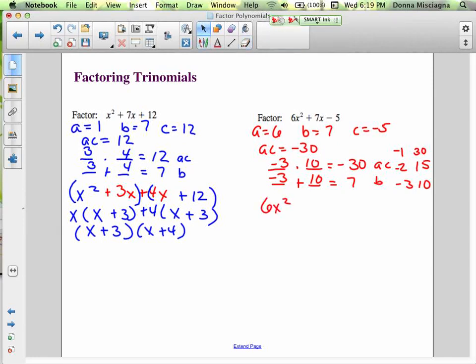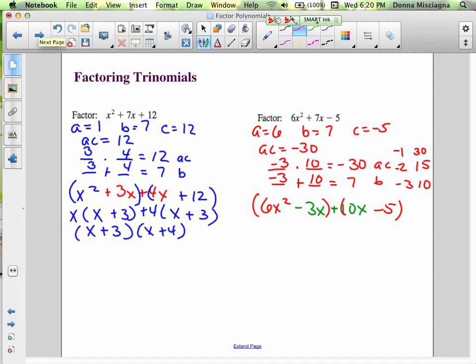And then we'll replace the 7x with a negative 3x, and I'm just going to put minus 3x, and a positive 10x. And then we keep the negative 5. Make sure when you're grouping your terms, the first two are a group, the second two are a group, there's a plus here. So if you had switched the negative 3x and the positive 10x, then make it 6x squared plus 10x plus a negative 3x. So the negative stays with the 3, and there's always a positive plus there between our two groups.